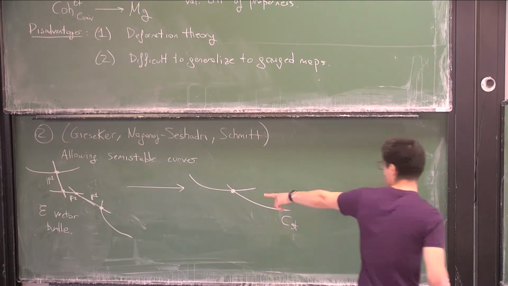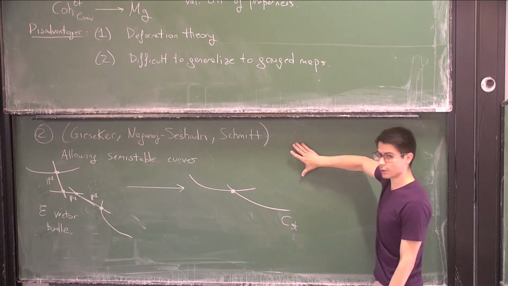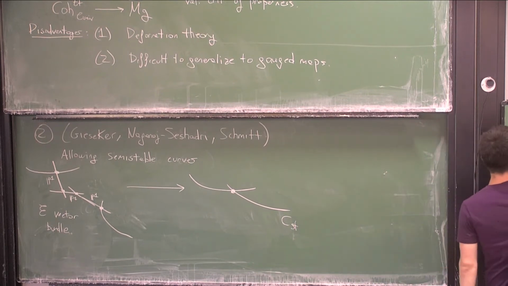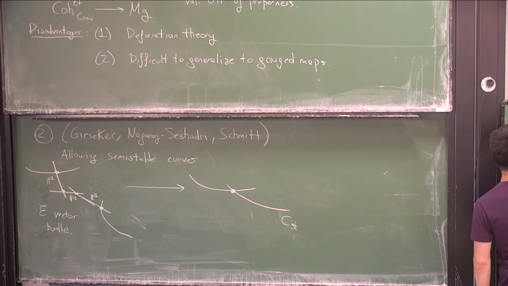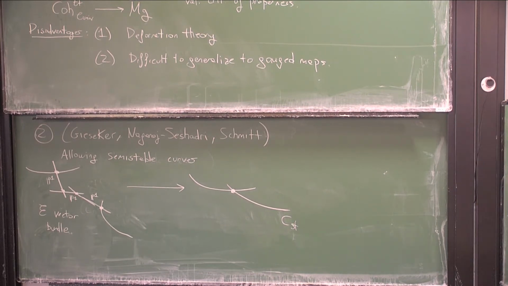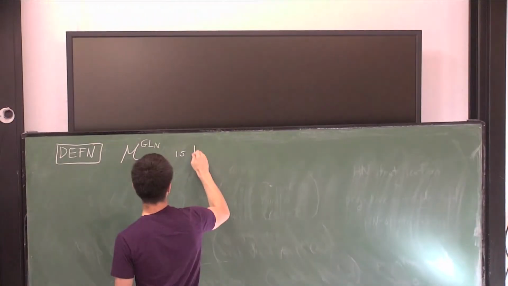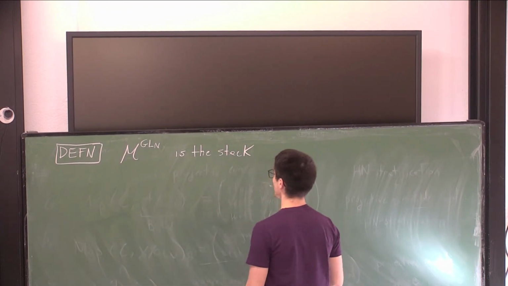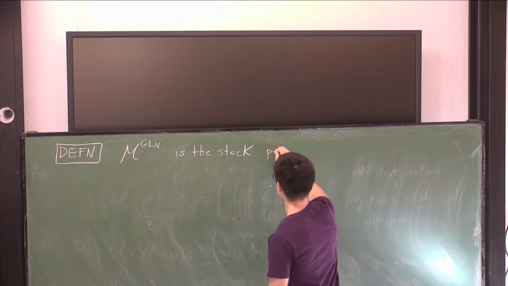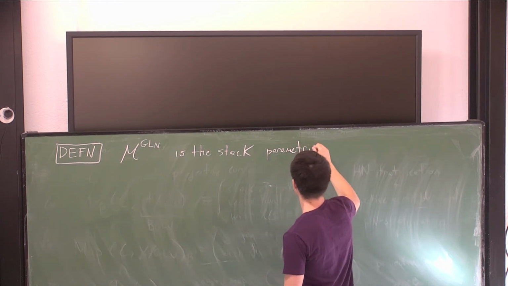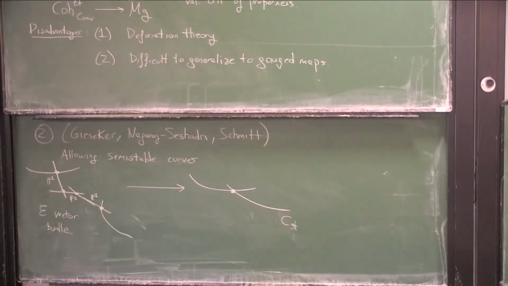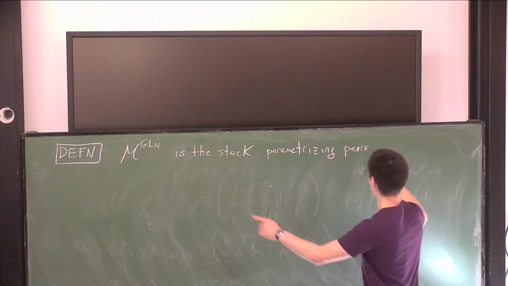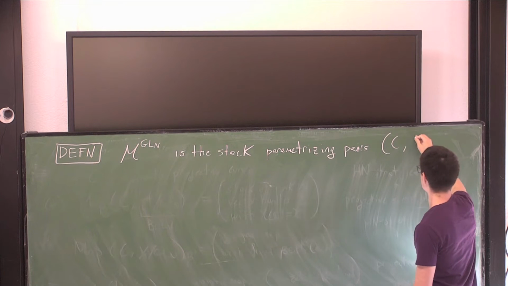Okay, so let me define for you more formally what this moduli problem is. So here's the definition. I was calling it MGLN. So this is the stack, or the moduli problem. Tautologically, you can think about it that way. Parameterizing the following. So it parameterizes pairs, as we have there, of a curve and a vector bundle.